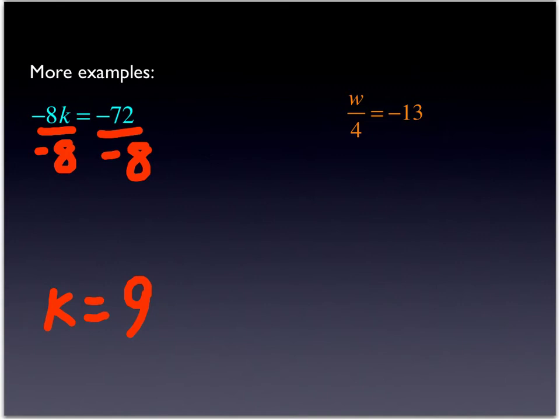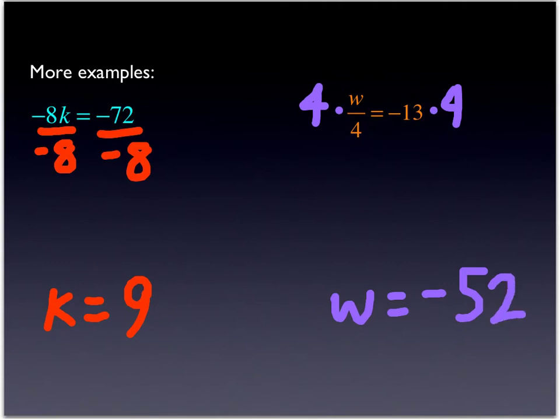Looking at the next example here, I'm dividing. W divided by 4 is 13. To get W by itself, in this case, I am going to multiply by 4. And I do the same thing on each side. The 4's cancel out or divide out on the left, and my answer becomes -13 times 4, which is -52. All right, good work.